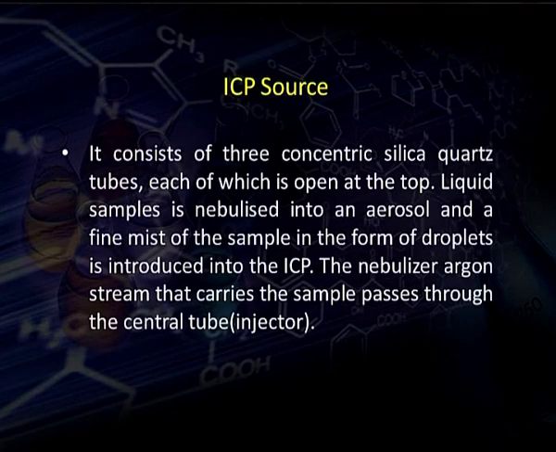So earlier we were discussing what is ICP, its general introduction and principle was discussed in the earlier episode. Today we will see the ICP source. It consists of 3 concentric silica quartz tubes, each of which is open at the top. Liquid sample is nebulized into an aerosol, and a fine mist of the sample in the form of droplets is introduced into the ICP.